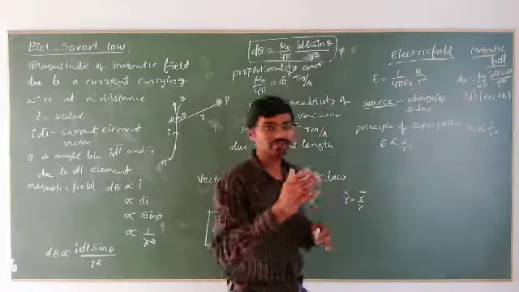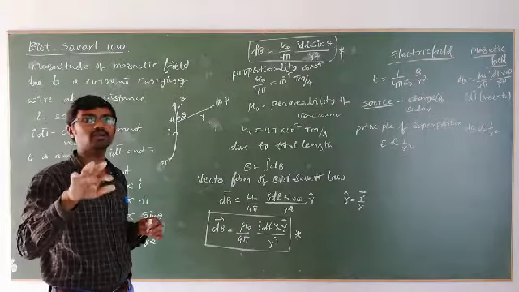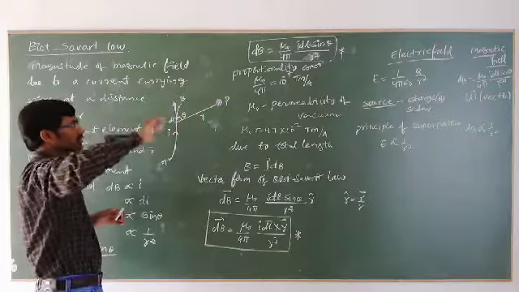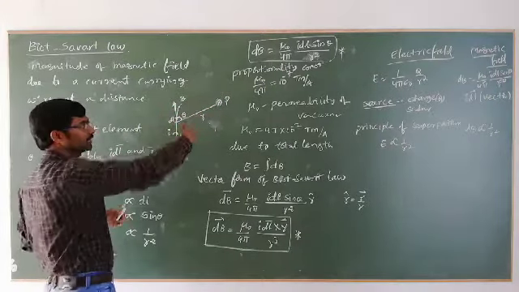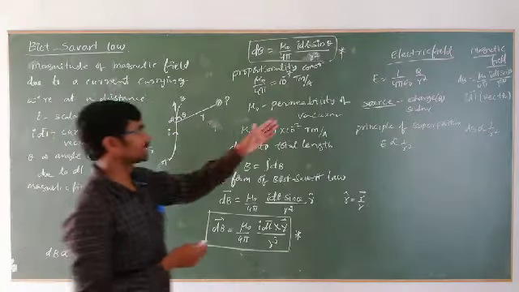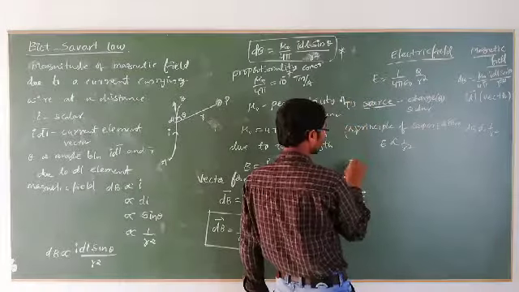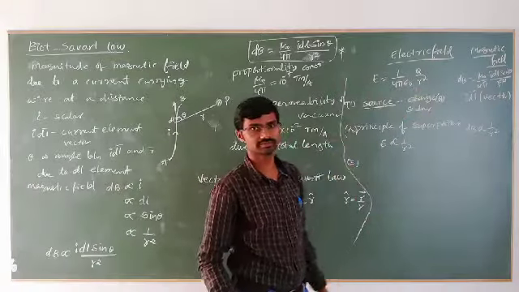The direction of the magnetic field is always perpendicular to the plane containing dl bar and r bar. So if this dl element and r bar are in this plane, then the magnetic field is in what direction? Perpendicular to that one. So that is the most important thing. It is a central force, but it is not a central force. Is it okay?